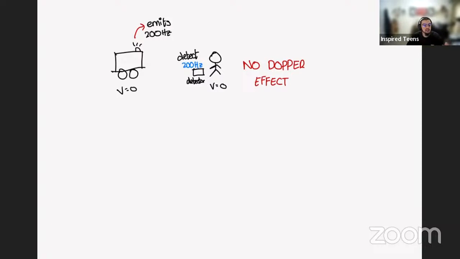But now this changes when there is relative motion. So let's just copy this. Let's just say we keep the listener stationary.